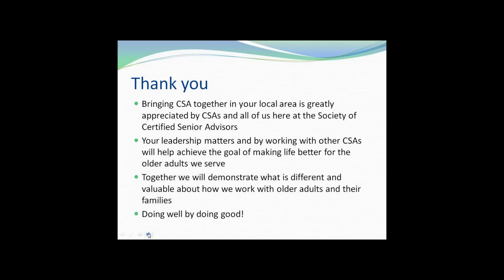We want to thank you. Bringing CSAs together in your local area is greatly appreciated by CSAs and all of us here at the Society of Certified Senior Advisors. Your leadership matters, and by working with other CSAs will help achieve the goal of making life better for older adults and their families. Together, we will demonstrate what is different and valuable about how we work with older adults and their families as CSAs. And we want everyone to do well by doing good. Thank you so much.